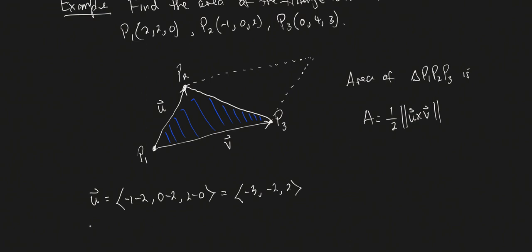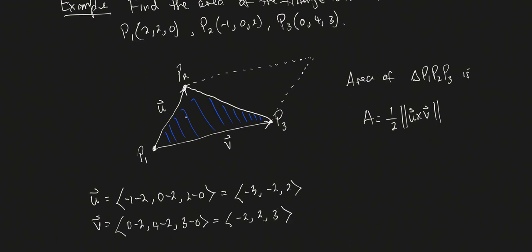Next up, let's find the vector V. Again, use the same procedure, but now here is my head and it has the same tail. So to find the components of V, I have to take 0 minus 2. That's the change in X. The change in Y is 4 minus 2, and the change in Z is 3 minus 0. So V is the vector -2, 2, 3.